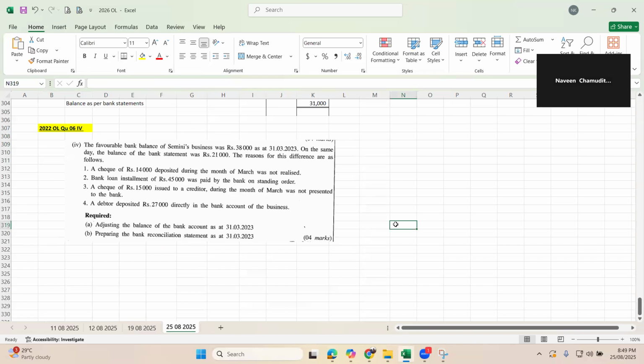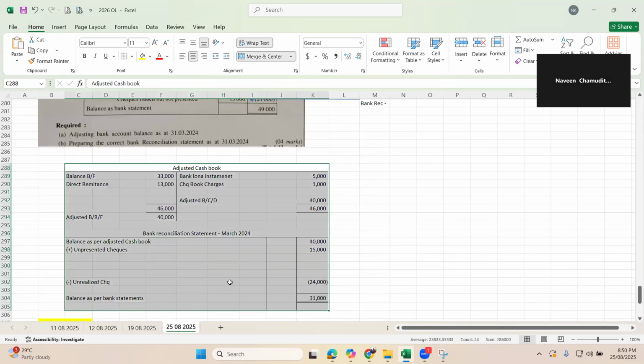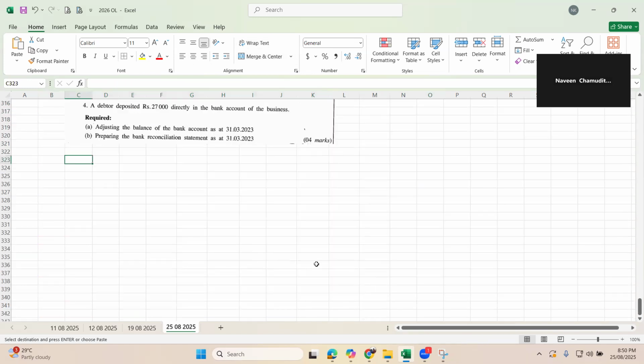The favorable balance of the Semini business was 38,000 as at 31st March 2023. As I said earlier, favorable means debit, but it can be unfavorable. Unfavorable means it's not a debit balance, it's a credit balance, right? On the same day, the balance of the bank statement is 21,000. The reasons for the difference are as follows. They are asking us to prepare the adjusted cash book and the bank reconciliation statement. Not hard.